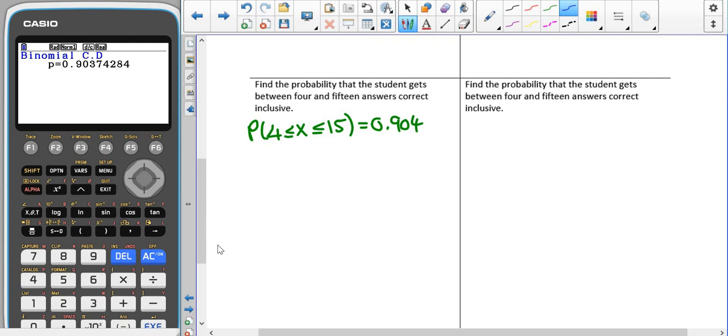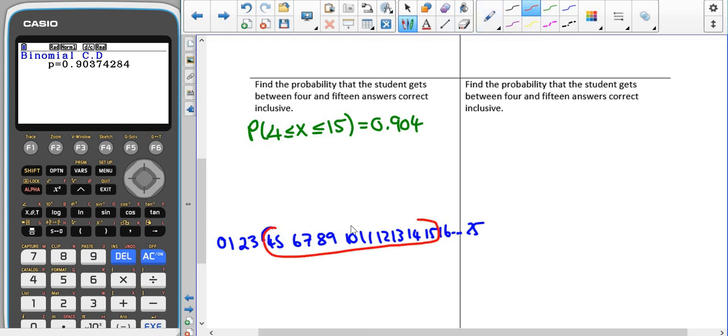Again, if you do have the older calculator, I'm just going to draw a number line. So there's my number line. I'm wanting 4 to be included in the values that I'm looking at, and I want 15 to be included in the values that I'm looking at. So I'm looking at that section there. So the biggest one that I want is 15, so less than or equal to 15, minus the biggest one that I don't want, which is going to be x is less than or equal to 3. So just be careful about the difference between what you need to do in each calculator.